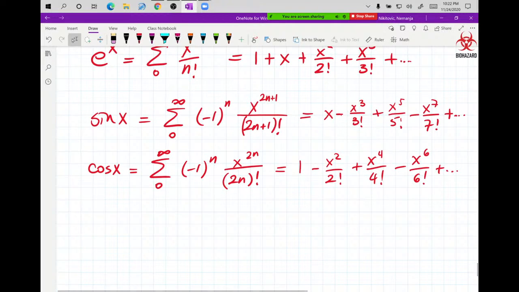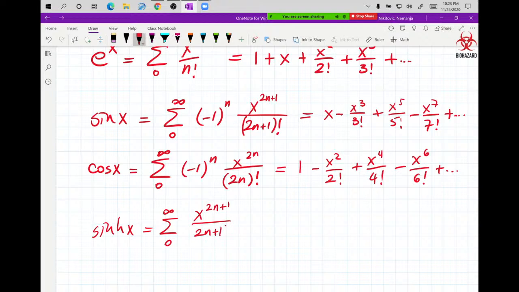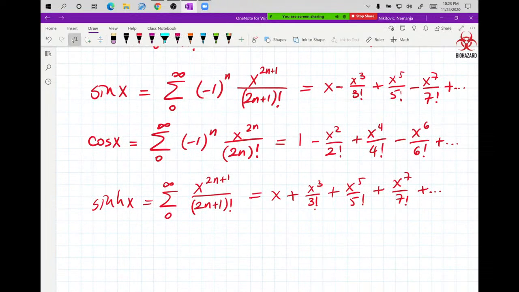Now guys, look at the hyperbolics. You have your sine hyperbolic x, which is the same formula, it just doesn't have the alternating term. We take out the alternation for sine hyperbolic. We just take this out and it becomes sine hyperbolic. It's the same string, it's just all pluses. x to the 5 over 5 factorial plus x to the 7 over 7 factorial plus dot dot dot. And the same obviously for cosine hyperbolic.